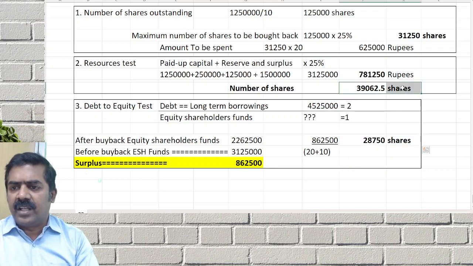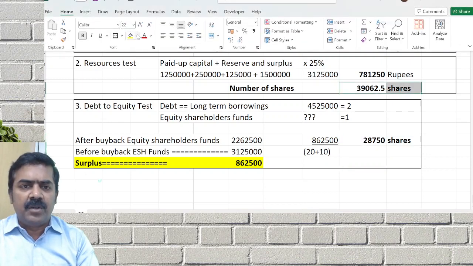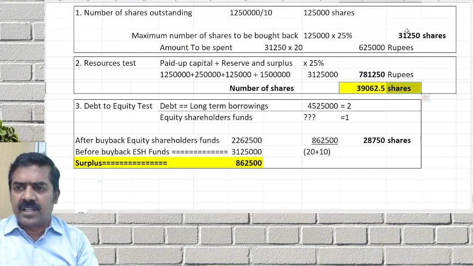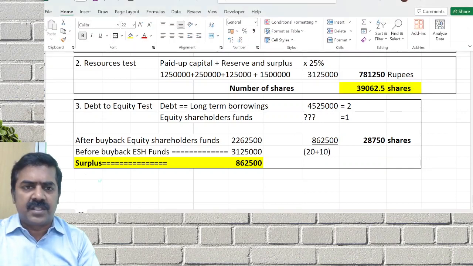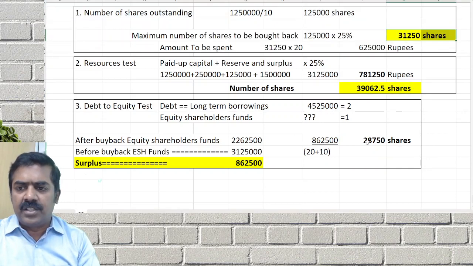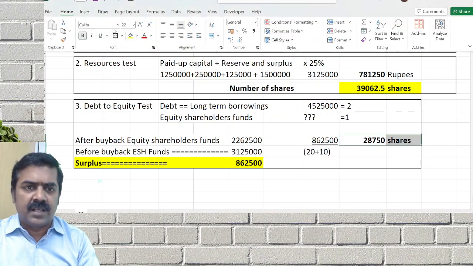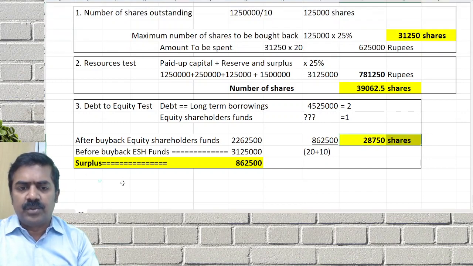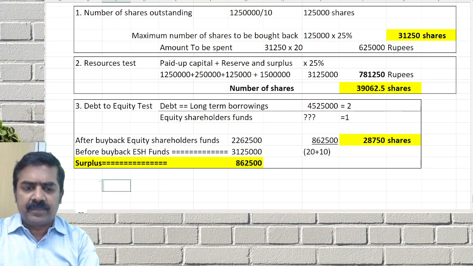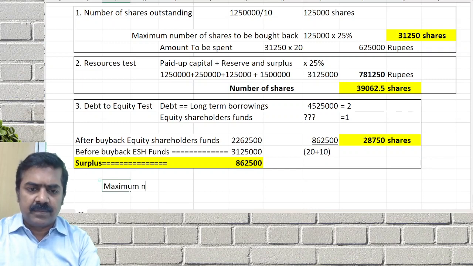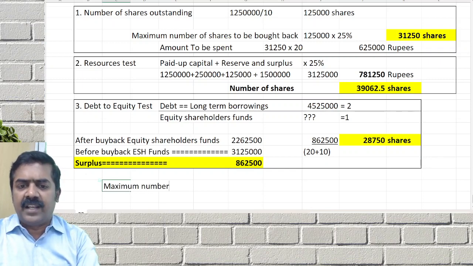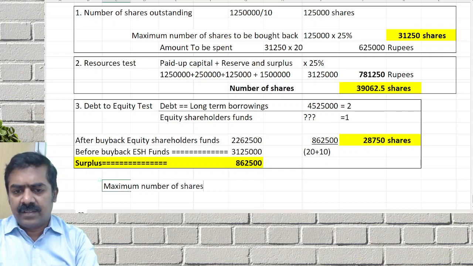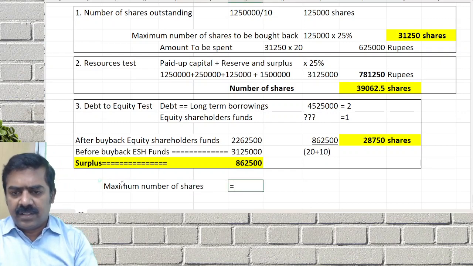If you go for 39,062, you will be able to satisfy only the second condition. But the first condition allows only 31,250 shares. Third condition, only 28,750 shares are allowed. So the maximum number you choose should not violate any condition. So 28,750 shares only can be bought.